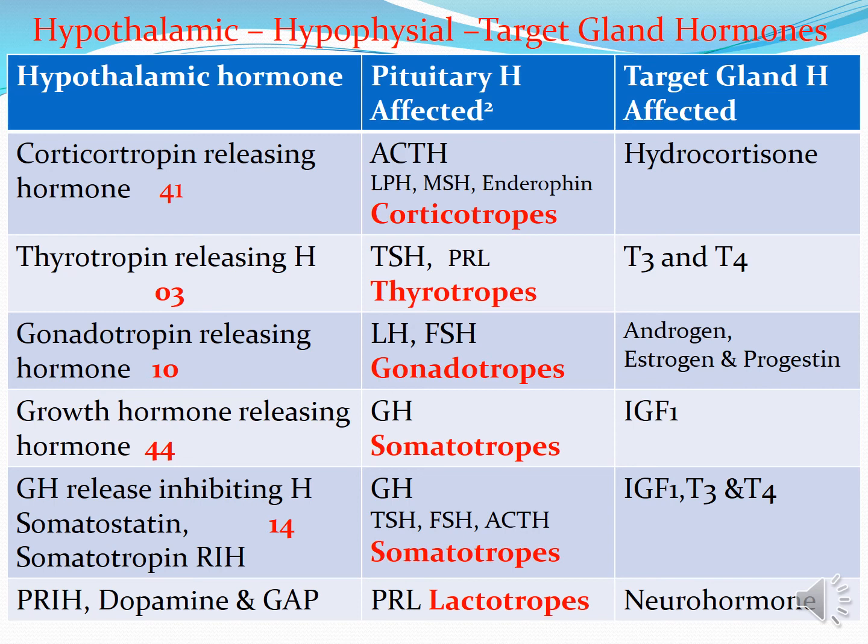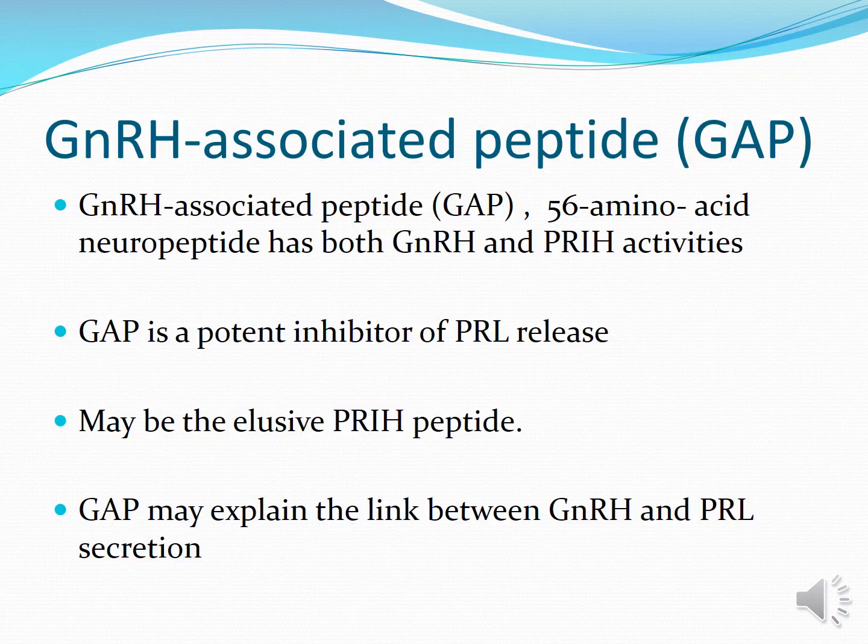Many of the hypothalamic hormones, in particular thyrotrophin releasing hormone, corticotrophin releasing hormone, and somatostatin, are found in other portions of the nervous system and in a variety of peripheral tissues.